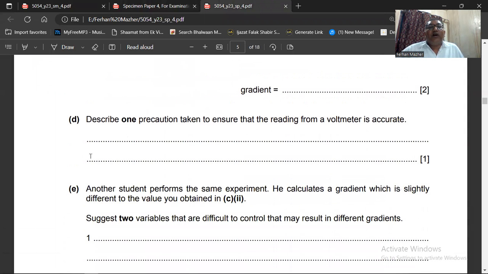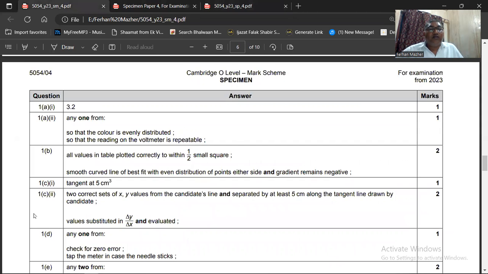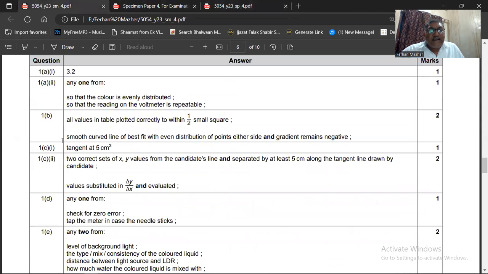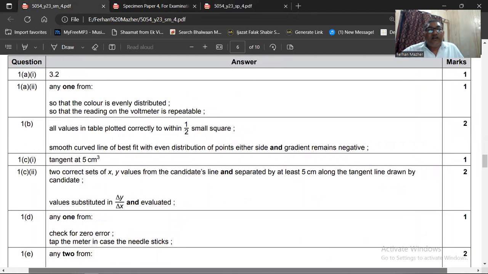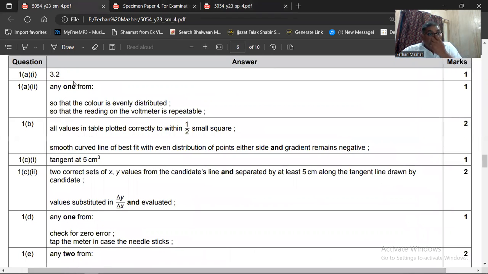It says, describe one precaution taken to ensure that the reading from a voltmeter is accurate. Okay, so these are the answers from the marking scheme, you can see. All values in the table plotted correctly to within half a small square, a smooth curved line of the best fit with even distribution of points either side, and the gradient remains negative.